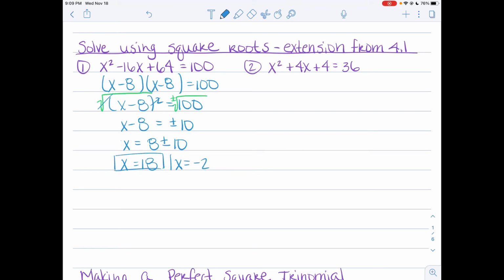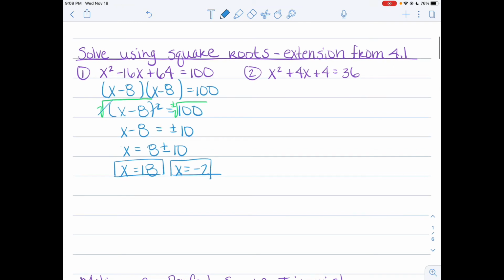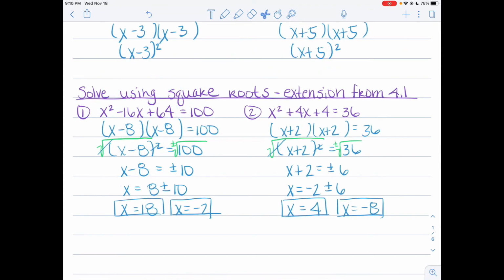Why don't you try number 2 and see if you can do the same technique here. Remember, look to factor the left-hand side. All right, when you factor the left-hand side, you'll notice that 2 times 2 gives me 4, and 2 plus 2 also gives me this 4. So now that I have two binomials that are exactly identical, I can rewrite it as (x plus 2) squared, and I'm ready to take square roots.